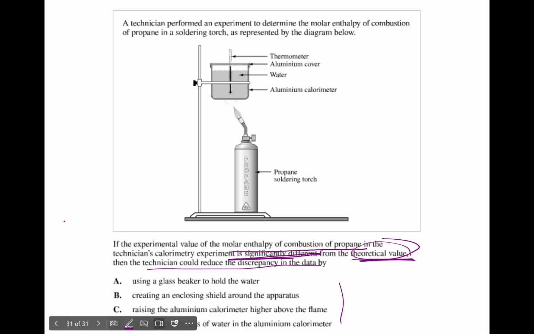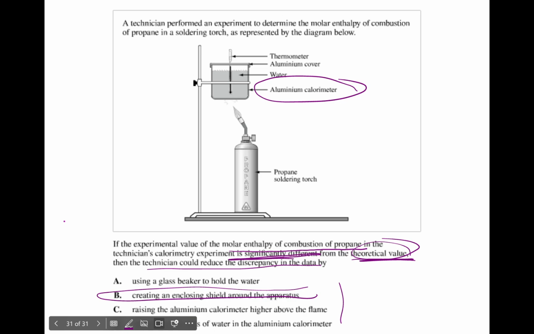So the first one, using a glass beaker to hold the water. Well, that should not matter because we have a container, and depending what we're using, we are accounting for that with the specific heat capacity of the container you use and the temperature change. So that one probably won't change it. Creating an open shield around the apparatus, that one is definitely going to be it.